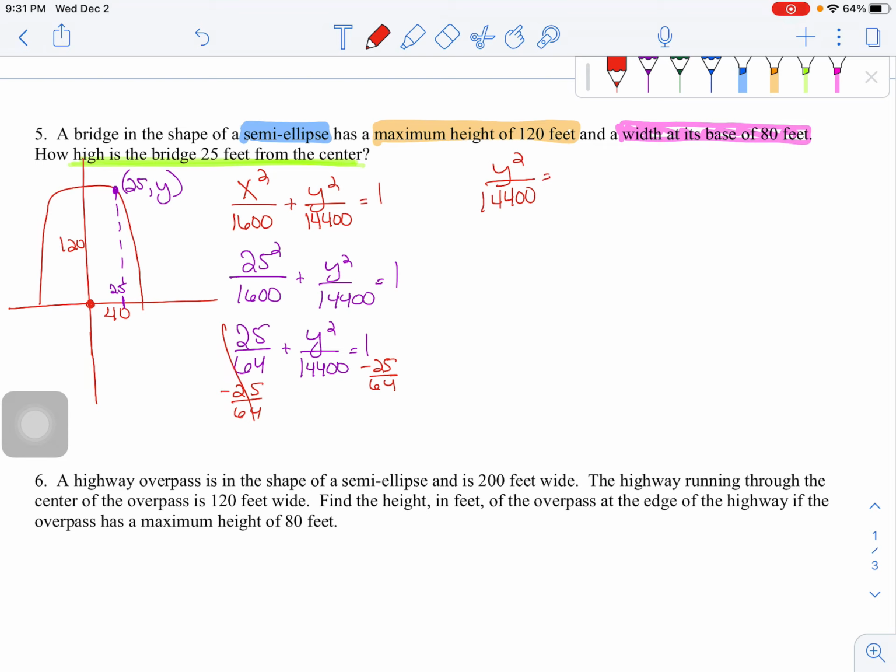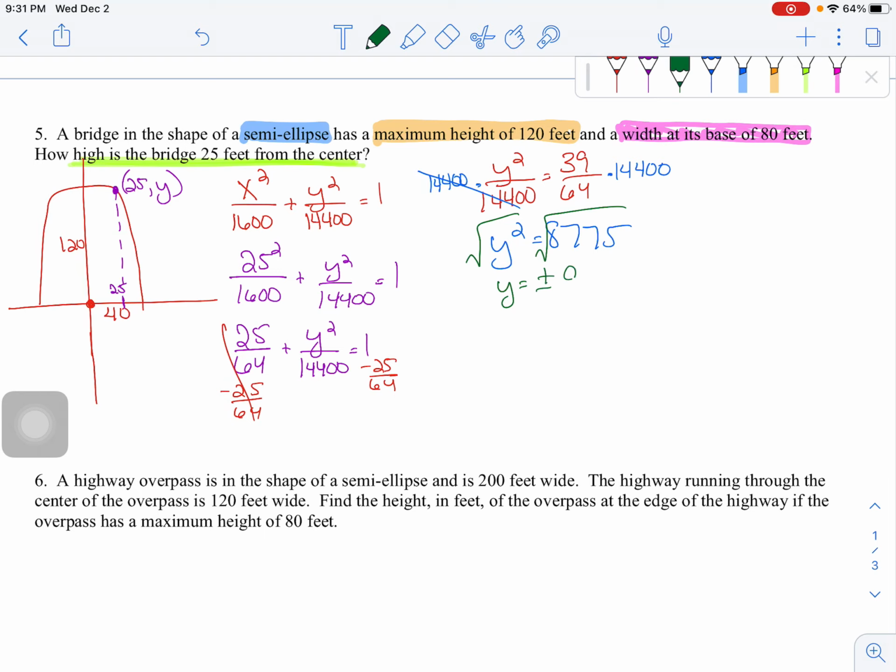So y squared over 14,400 is equal to 1 minus my answer, so 39 over 64. I'm going to multiply both sides by 14,400, and this time I'm going to let it go ahead and be a decimal. Conveniently, that actually works out to be just the value of 8,775. There is no decimals or fractions here. I'm going to take the square root of both sides.